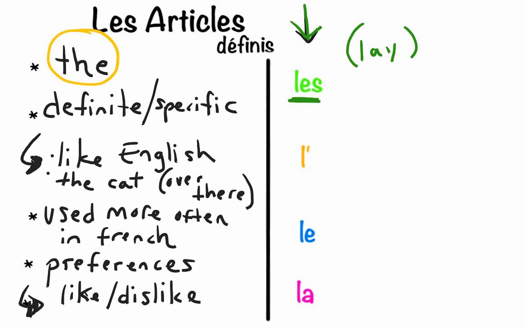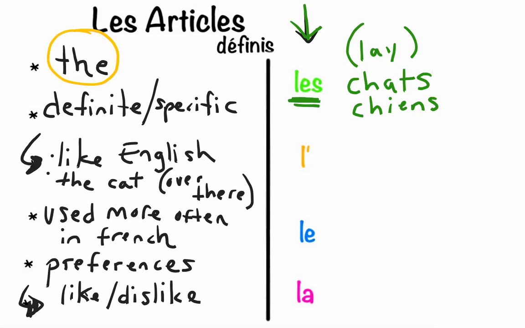So if you're talking about the cats, les chats. Or the dogs, les chiens. It doesn't matter if these are feminine or masculine, so you don't have to worry about that yet. If it's plural, it will always have les.